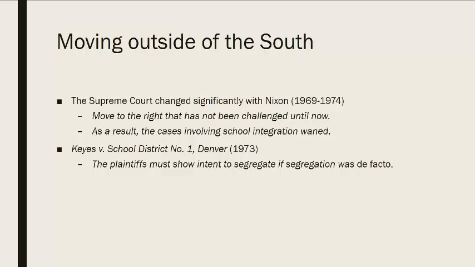But some important things are going to be happening in the country in the early 70s. The main thing that we see dealing with racial segregation is the makeup of the Supreme Court is going to change dramatically.